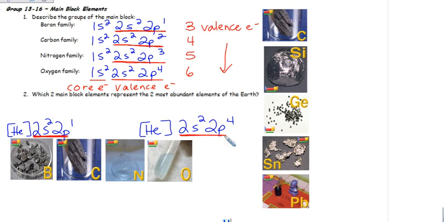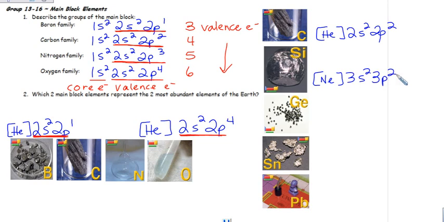Now again, this pattern of valence electrons, it'll follow down the entire group. So example for the carbon family. Carbon, let's do a shortcut. Carbon's shortcut would be helium, and then we could say 2s2, 2p2. Now let's go down the group. Silicon. If I do silicon, its previous noble gas would be neon, and then I'd have 3s2, 3p2, and so on.